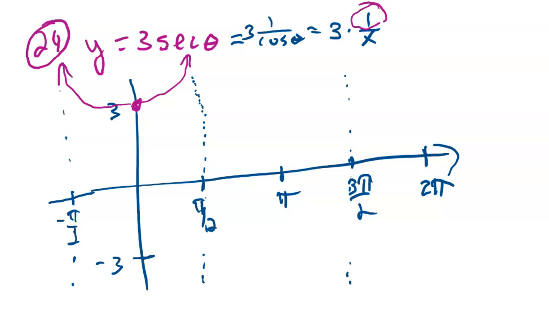Let's go to pi. At pi, if I take cosine of pi, it is -1. 3 times -1 is -3. You have something that looks like this. Let's do 2 pi. At 2 pi, cosine of 2 pi is 1. 3 times 1 is 3. You'll have something like this.